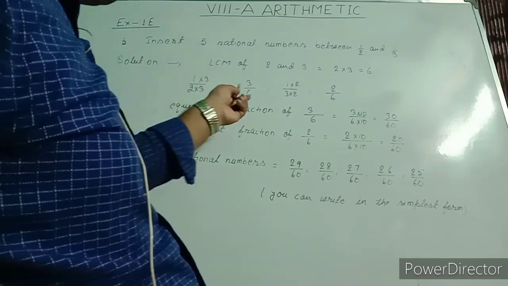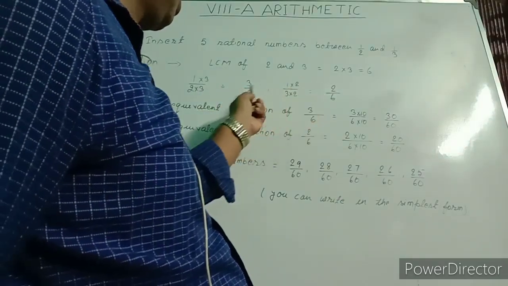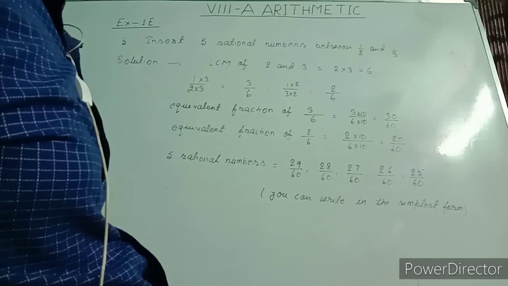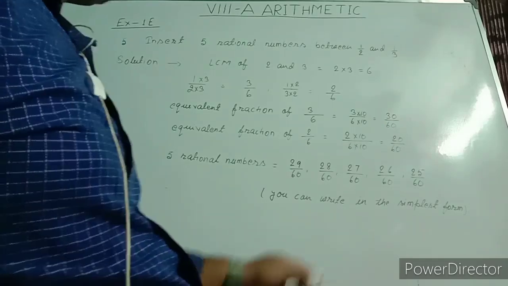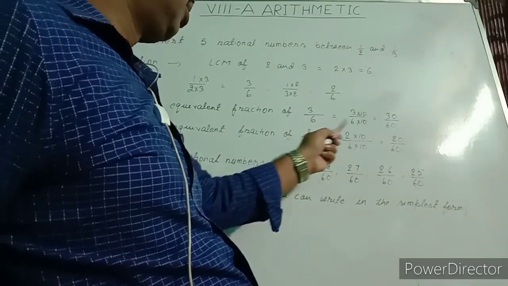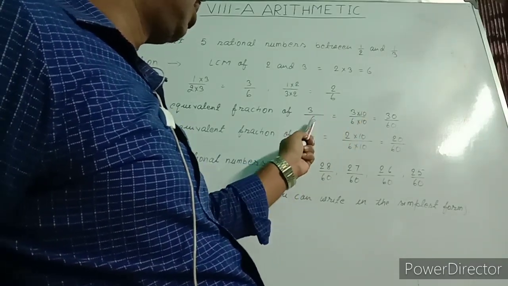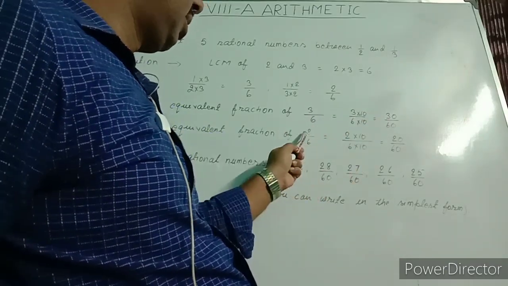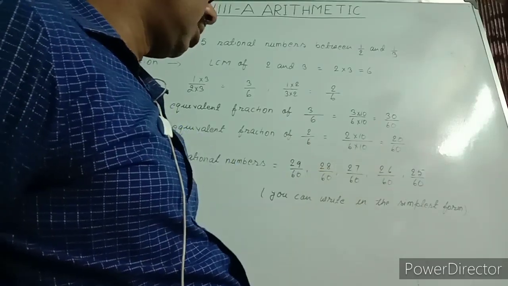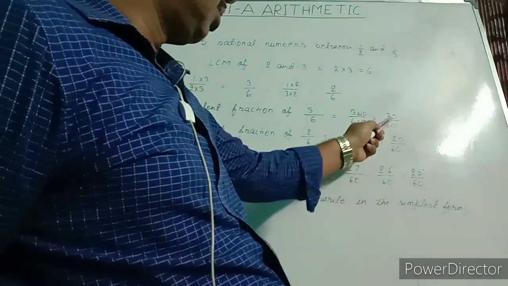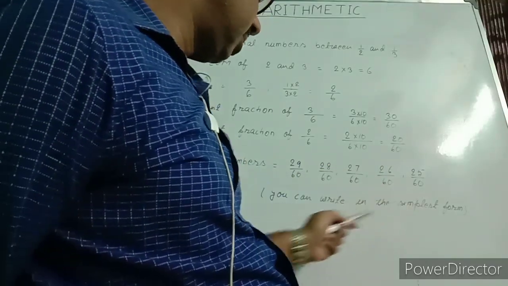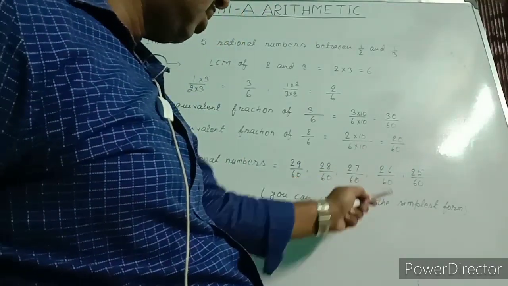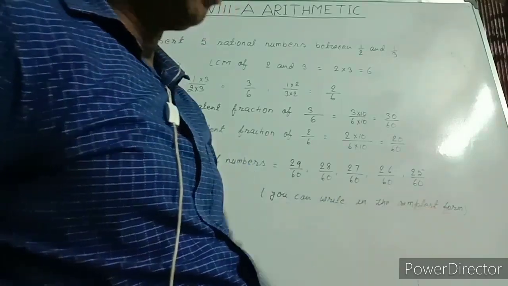Still we are not getting 5 rational numbers between 2 by 6 and 3 by 6. So we have to enlarge the denominator. For that I multiplied numerator and denominator by 10. So 3 by 6 became 30 by 60 and 2 by 6 became 20 by 60. Now between these two, 30 by 60 and 20 by 60, I wrote these 5 rational numbers. You can write these rational numbers in their simplest form.